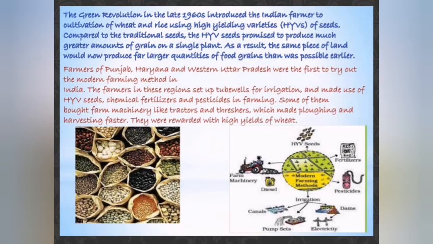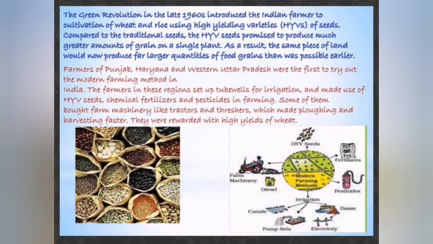Green Revolution was first introduced in Punjab, Haryana, and Western Uttar Pradesh. The farmers in these regions set up tubewells, used HYV seeds, and used chemical fertilizers and pesticides for farming. Some of them bought farm machines like tractors and threshers, which made plowing and harvesting faster. They were rewarded with high yields of wheat.